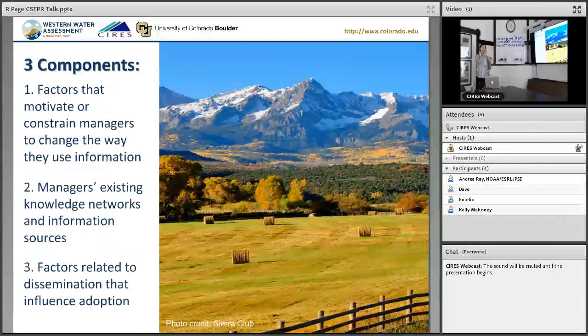So we looked at factors that motivate or constrain managers to change the way they use hydroclimatic information. We looked at characterizing managers' existing knowledge networks and information sources, as well as factors related to the dissemination of information and how that influences their willingness and ability to take up new information.